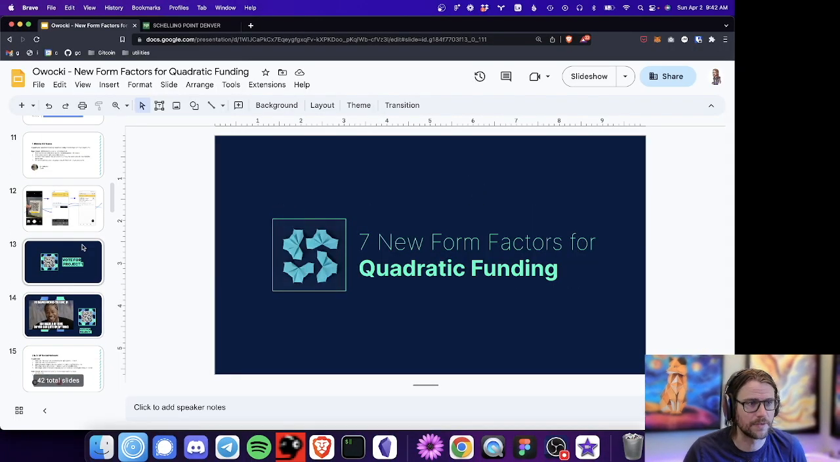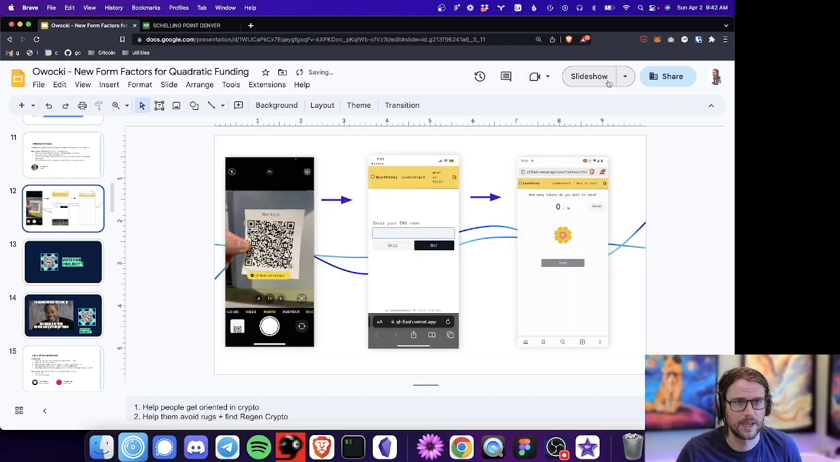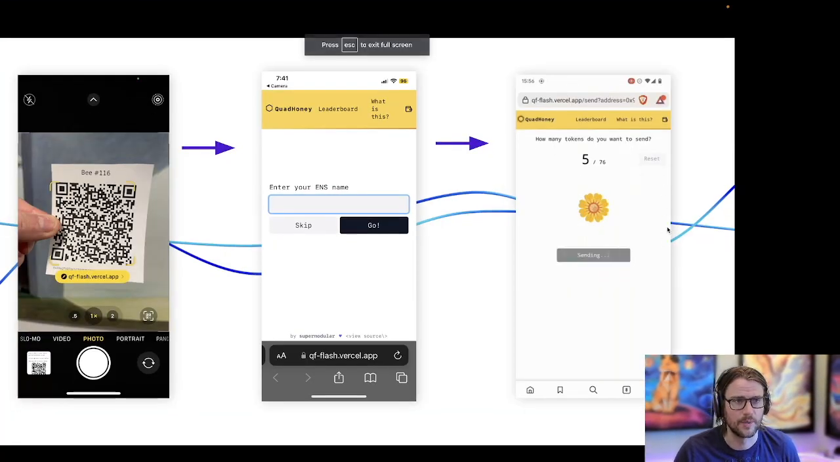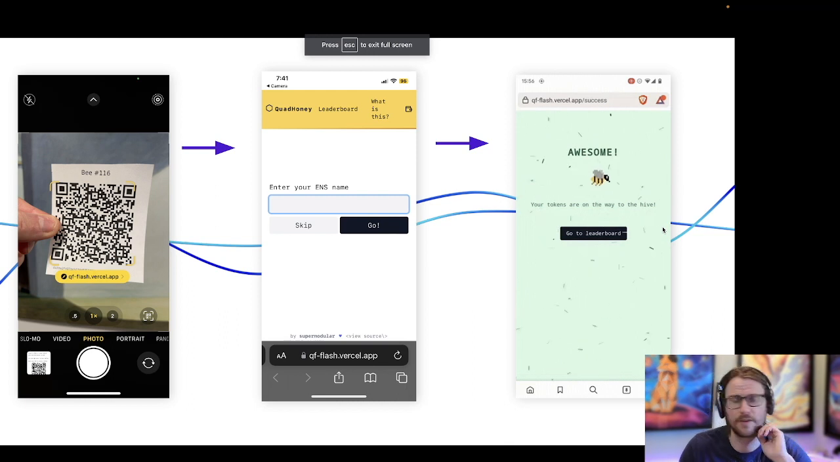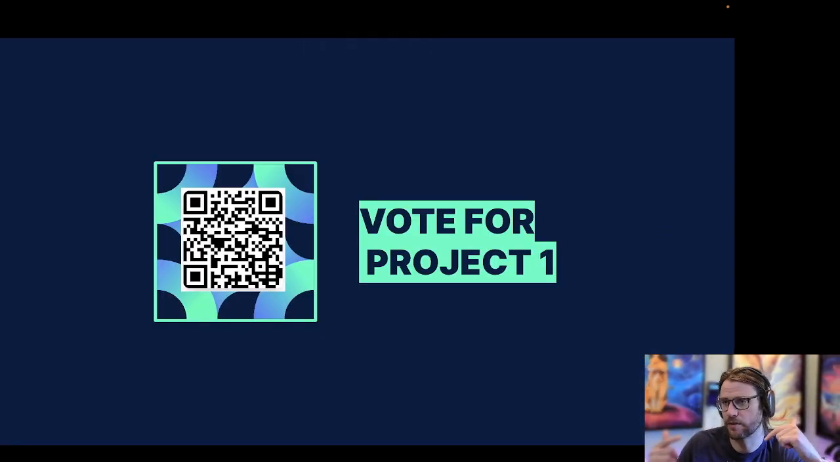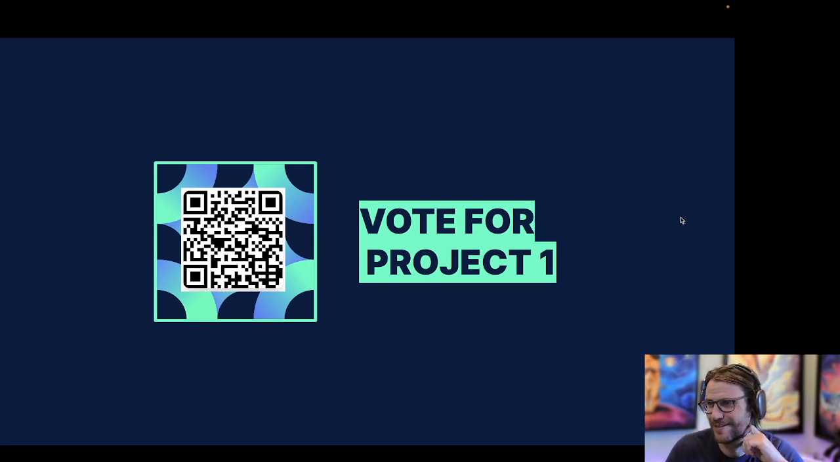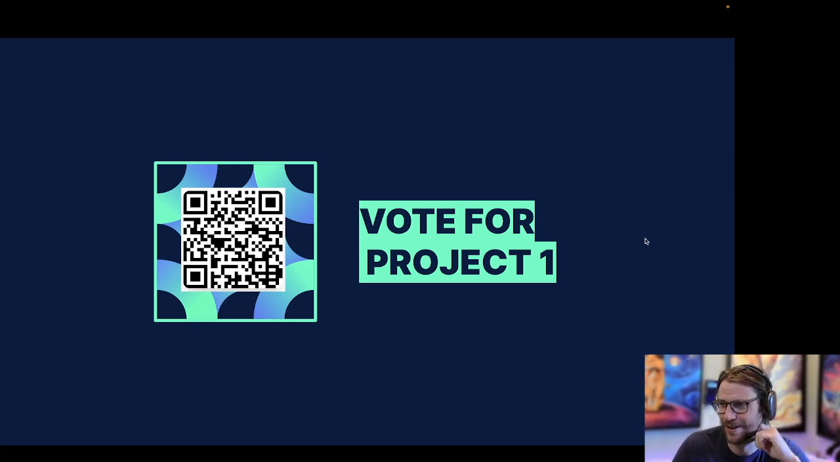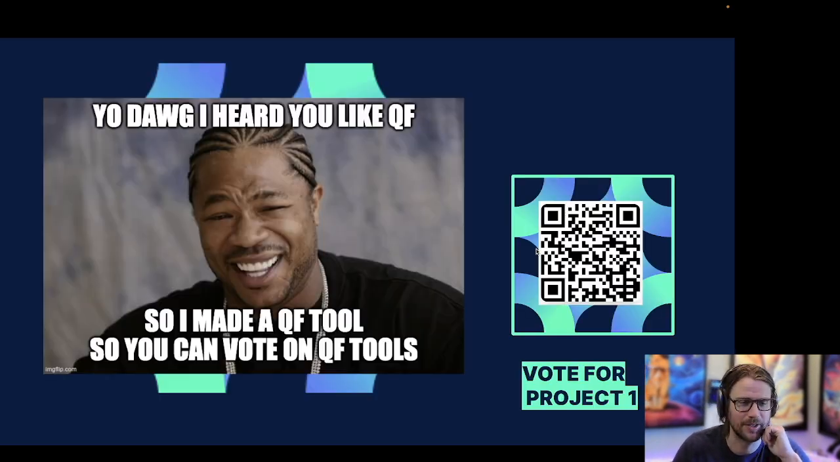And the first project that we've built is called Quadratic Honey, which is basically a mobile quadratic voting experience. And we are using Quadratic Honey to enable everyone to vote on which of the form factors for quadratic funding they think are the most powerful ones. So using quadratic voting to vote on which quadratic funding projects are the best. So turning quadratic funding on itself.